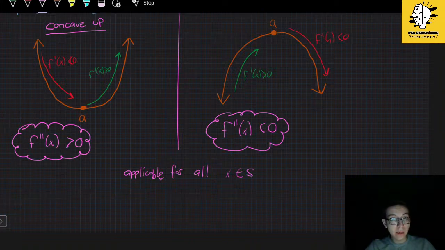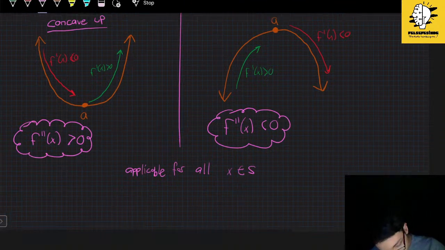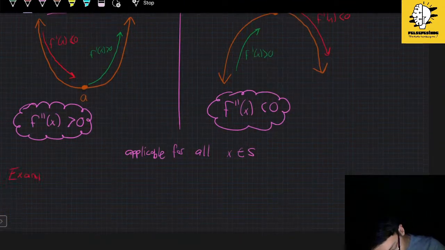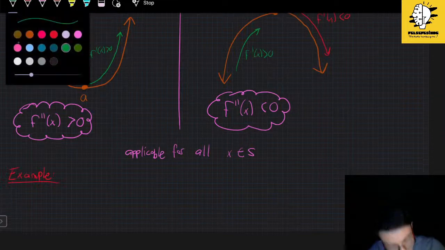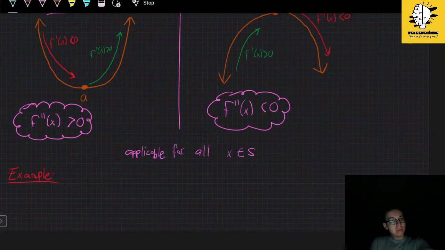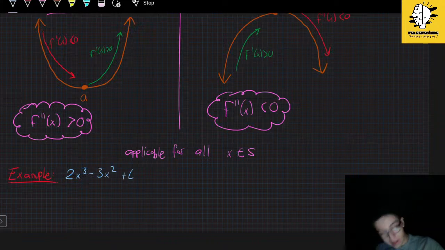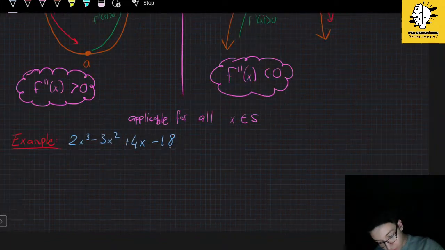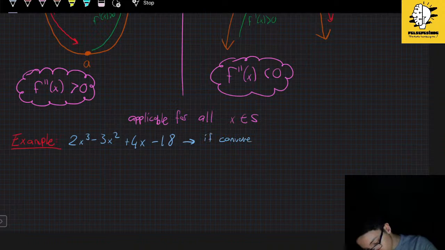Okay. So let me go for an example. Let's solve an example. Let me say, 2x cubed minus 3x squared plus 4x minus 18. Okay, fine. Now I will solve the question accordingly. Let's imagine that there is a question: identify if concave up or down.